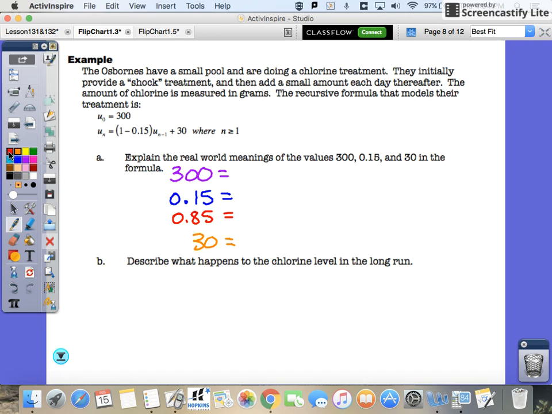Okay? So u sub 0 is where the 300 came from. And that's always our initial value. So when we're talking about this chlorine treatment, this is the shock treatment. That's how many, gallons, grams? Measured in grams. So this is the chlorine treatment in grams. So they put in 300 grams to shock it.